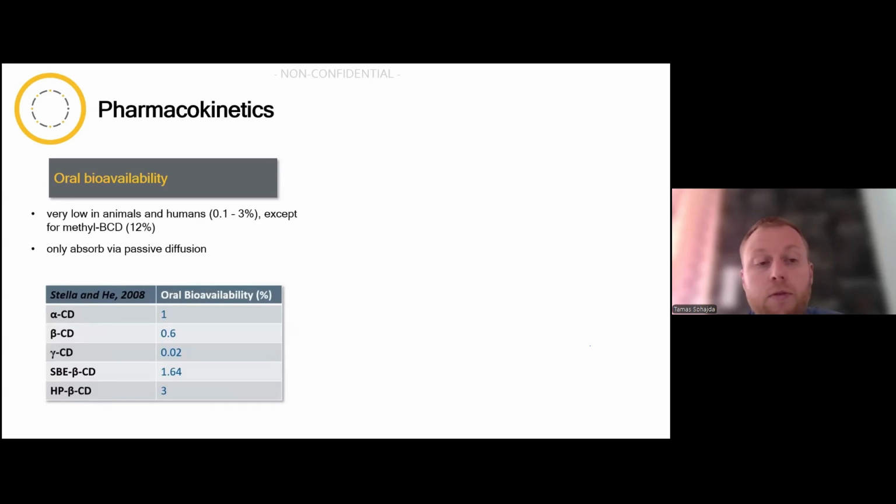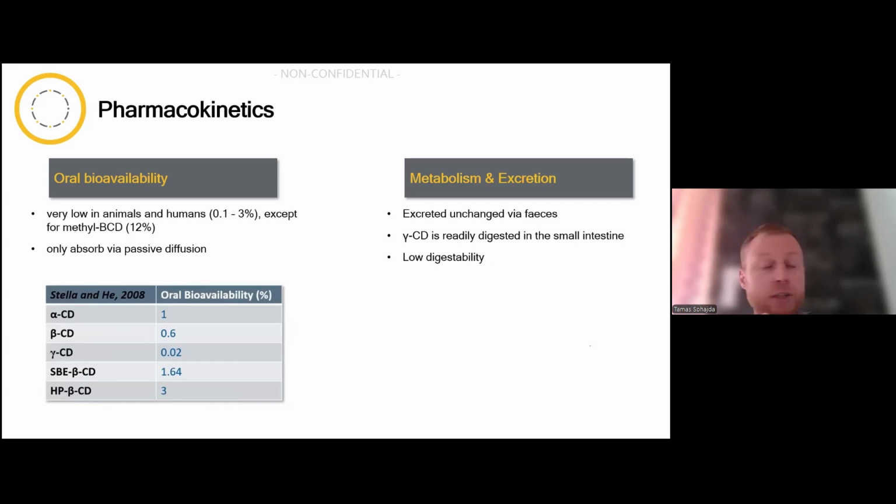Cyclodextrins also cannot really cross biological membranes, so they do not get absorbed. If you inject them, they do not cross the blood-brain barrier or other types of similar barriers. They can only pass membranes via passive diffusion, and with this very low rate. Here you can see the bioavailability of the few types of cyclodextrins. Typically, there is no metabolism of the cyclodextrin. Gamma cyclodextrin is digested in the intestine by bacteria, and the other cyclodextrins are excreted unchanged.